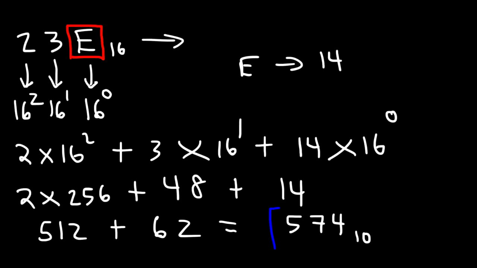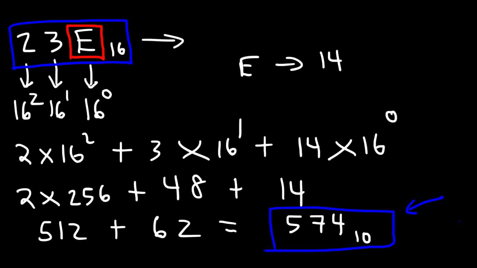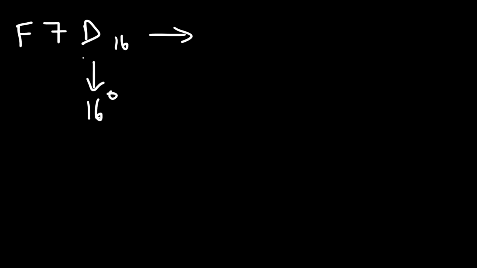So that's how we can convert a hexadecimal number in the base 16 system to a decimal number in the base 10 system. Let's work on another one. F7D base 16. Let's convert that to a decimal number. So the first letter on the right, we're going to multiply by 16 to the 0 power. The second one is going to be 16 to the first power, and the last one, 16 squared.